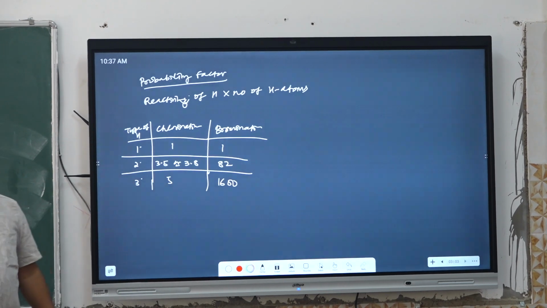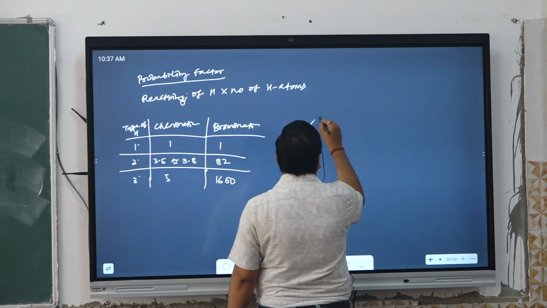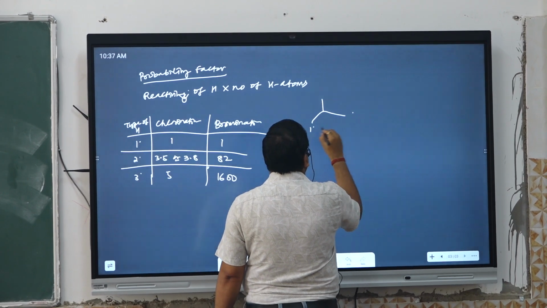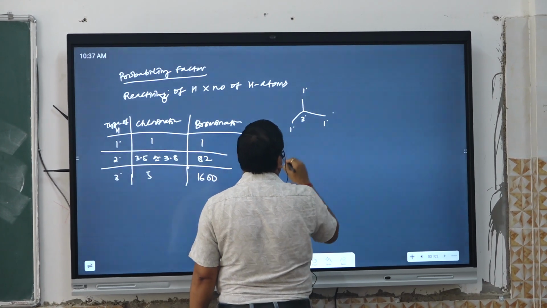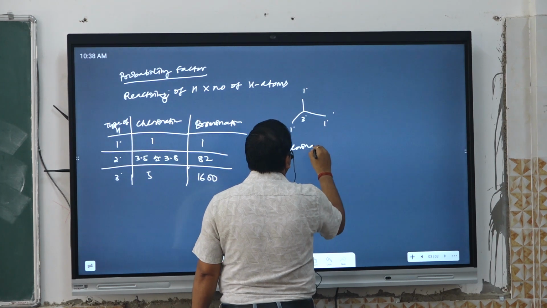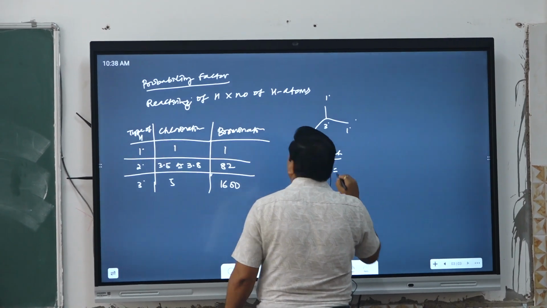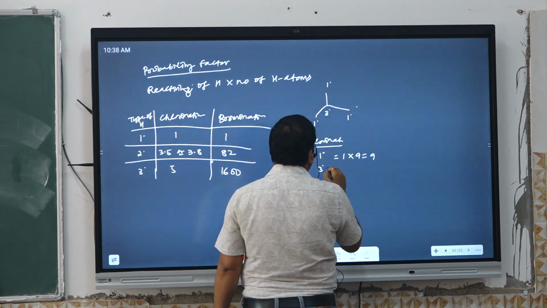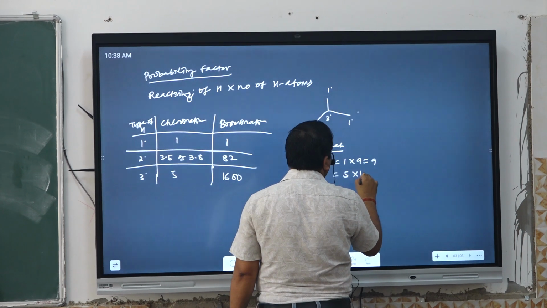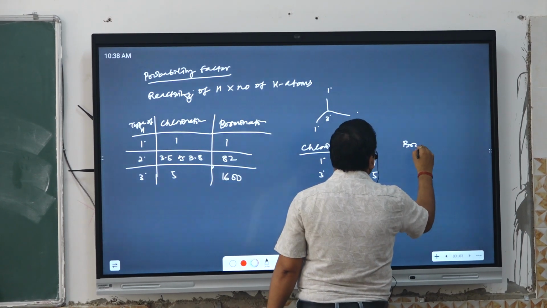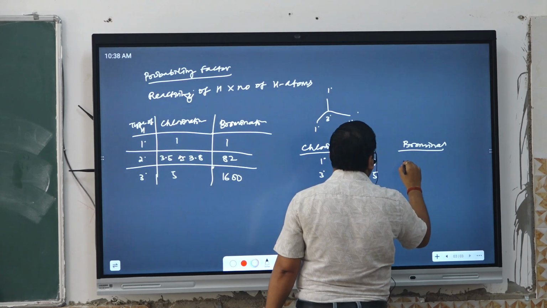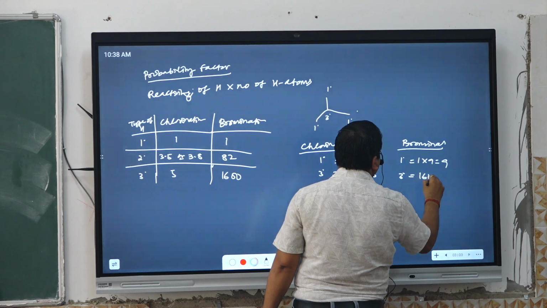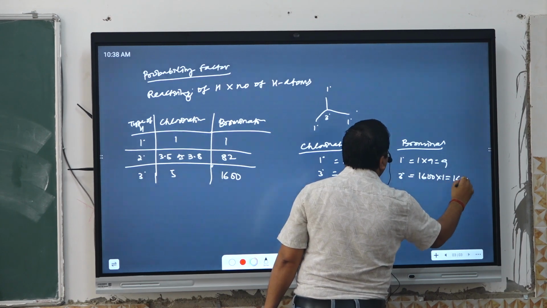Now you can see. Let me put a quick example now. Suppose this here it is primary, primary, primary, and this is tertiary. So in chlorination, primary reactivity hydrogen is 1 into number of hydrogen 9, and tertiary reactivity hydrogen is 5, number of hydrogen is 1. And what about bromination? A primary 1 into 9 and tertiary 1600 into 1. Now you see the difference.